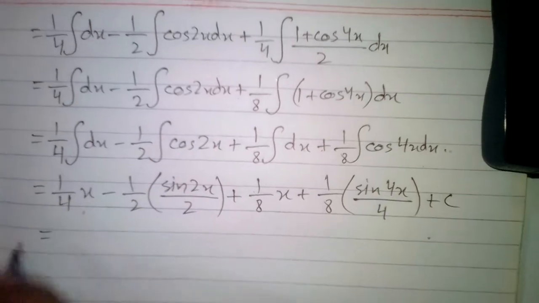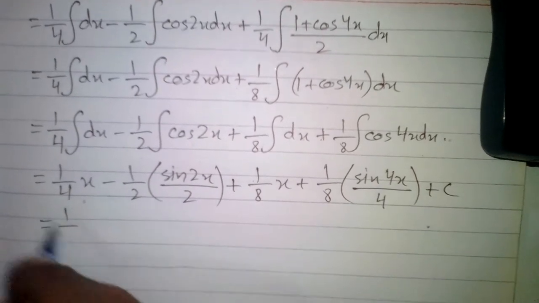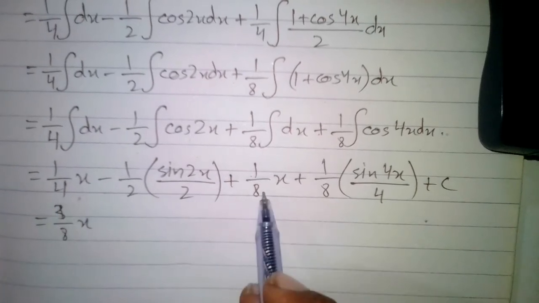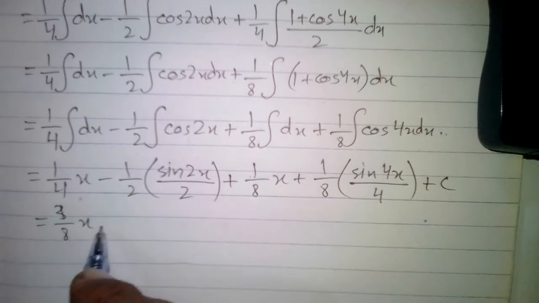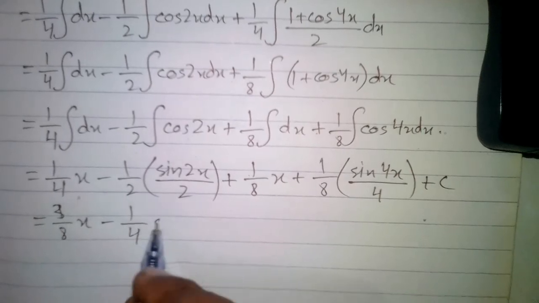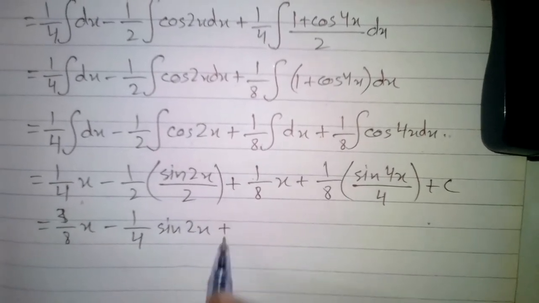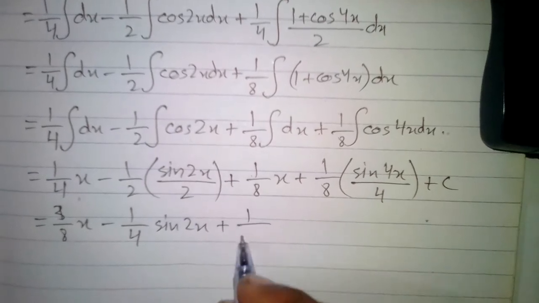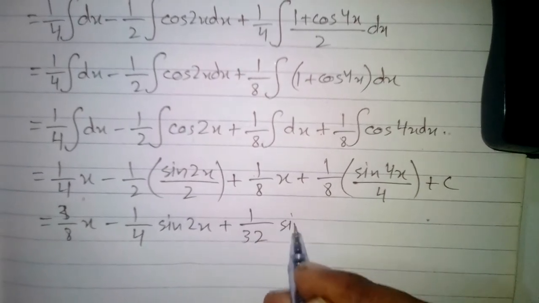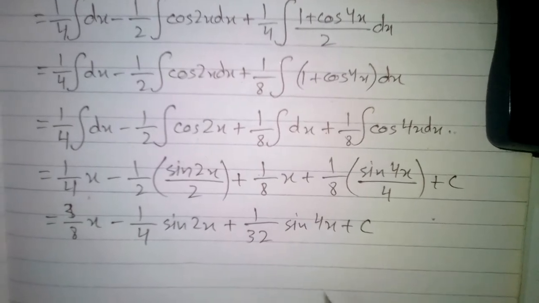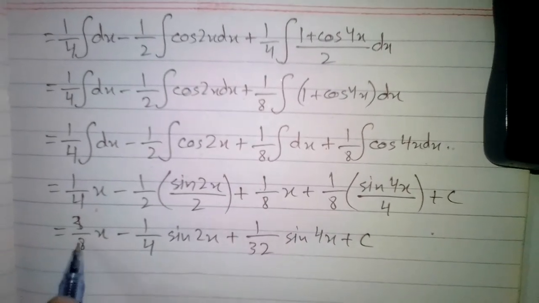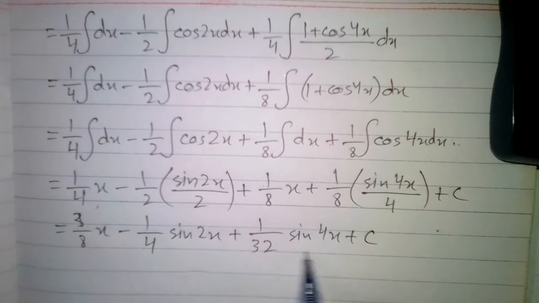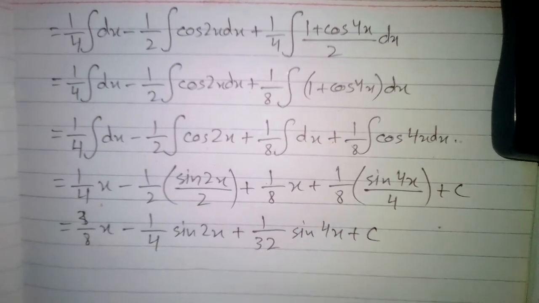Now after some simplification we have 1 upon 4 x plus 1 upon 8 x is 3 upon 8 x, minus 1 upon 4 sin 2x, plus, this 8 will be multiplied by this 4, so we have 1 upon 32 sin 4x plus c. So the integral of sin⁴x is 3 upon 8 x minus 1 upon 4 sin 2x plus 1 upon 32 sin 4x plus c, where c is the constant.